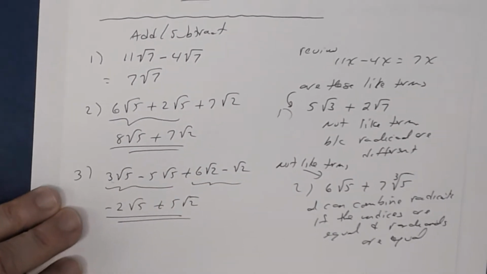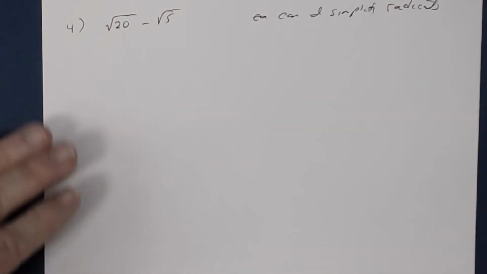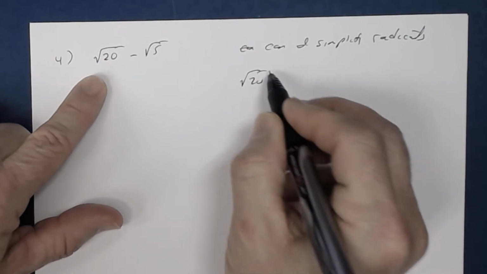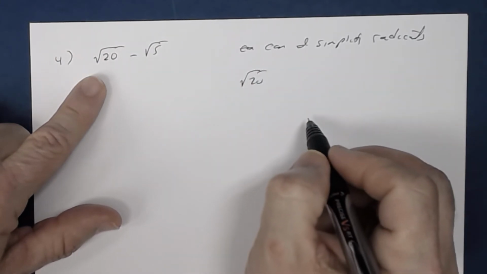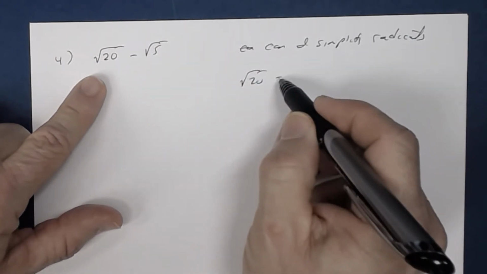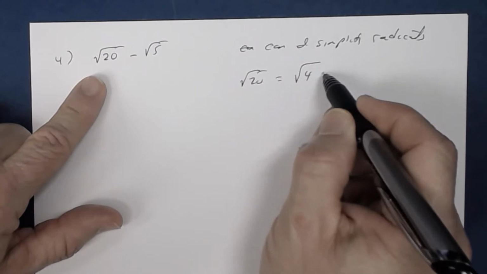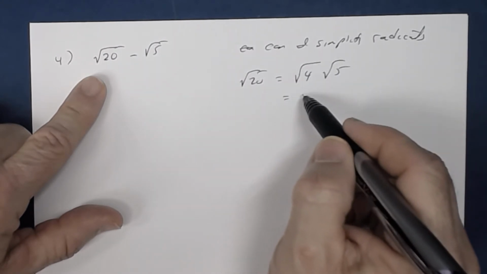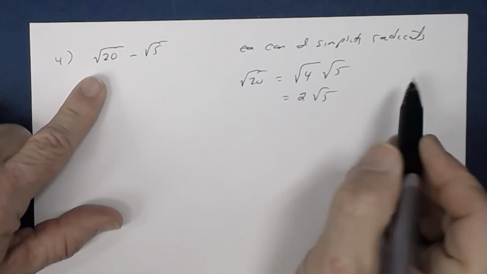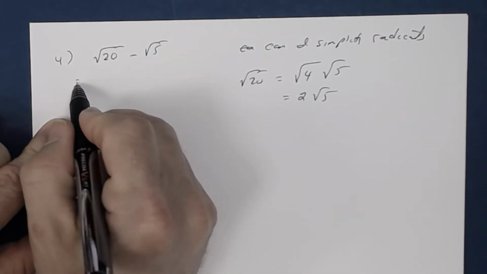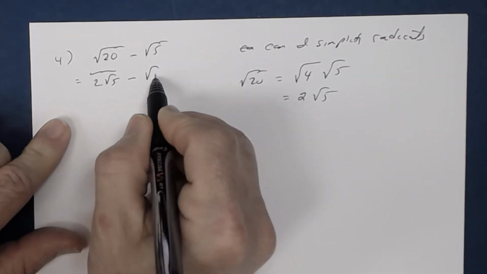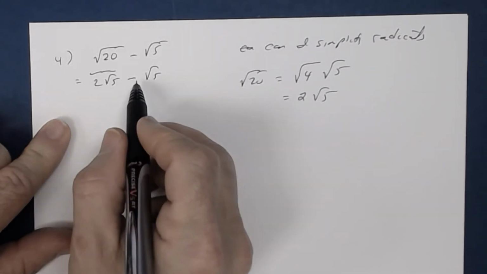1. But you remember in a previous lesson you looked at the square root of 20? What's the largest perfect square that goes into 20? 4. So you can write this as square root of 4 times square root of 5, right? And what's the square root of 4? 2. So that's 2 square root of 5. So the square root of 20 becomes 2 square root of 5 minus square root of 5. Now do you see that those are like terms?